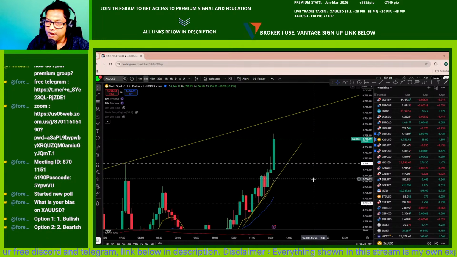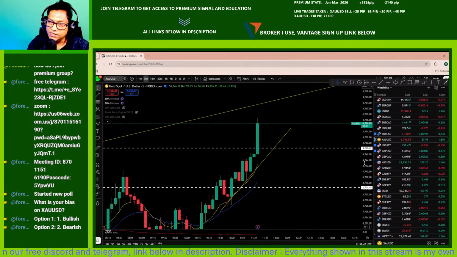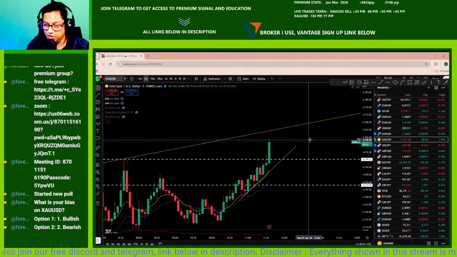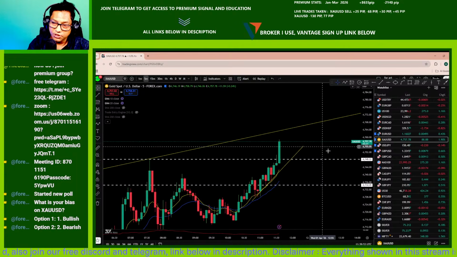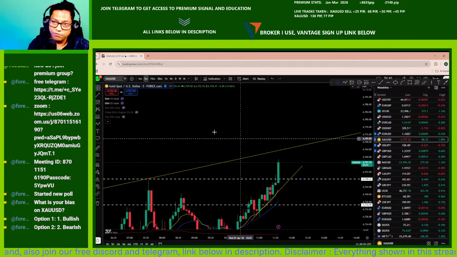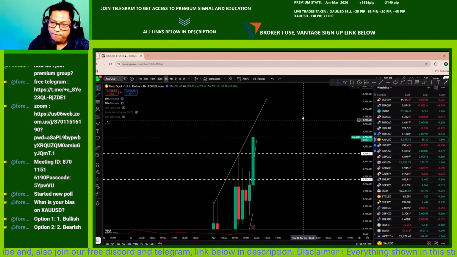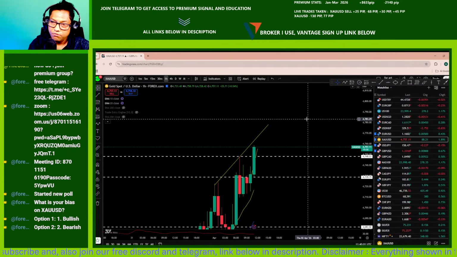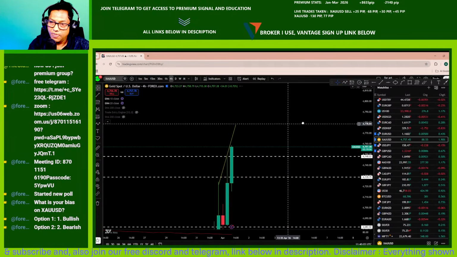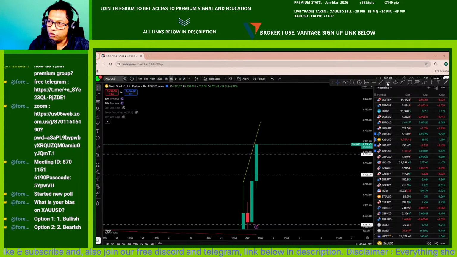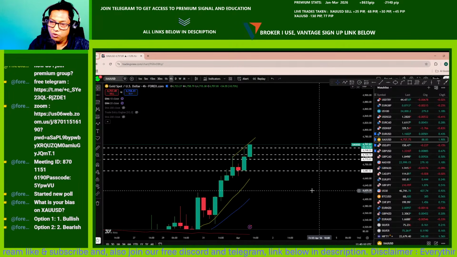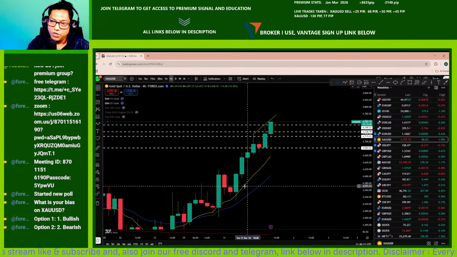Cool. Now, with this initial move back to the upside on XAUUSD, you can see the trend is potentially going to continue, and with this trend continuation, there is a support here, and also there is a support here. This is what I'm looking at in this market.